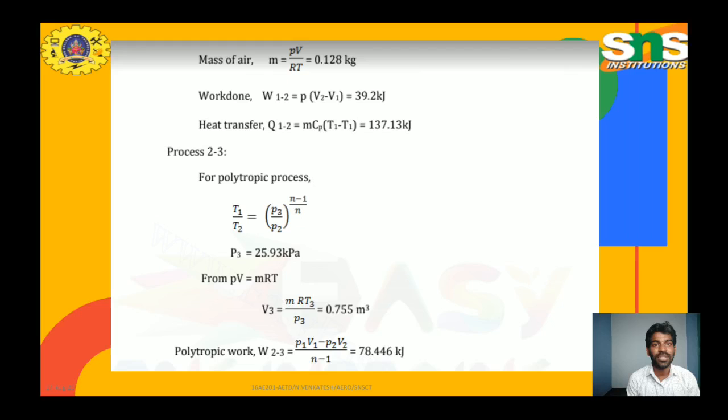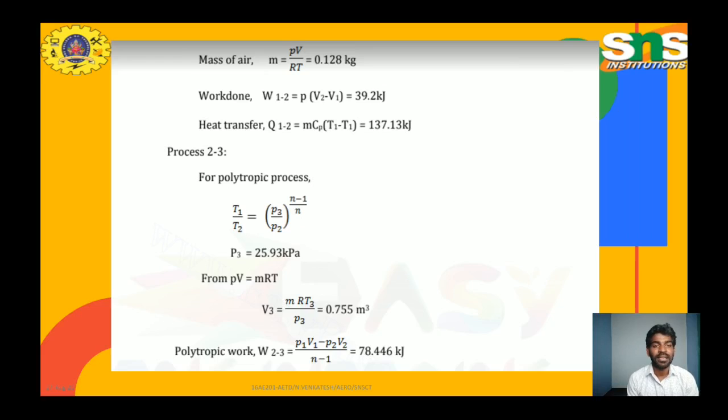In the process 2 to 3, for a polytropic process, we substitute the temperature pressure relation: T1 by T2 is equal to P3 by P2 to the power (n minus 1) by n. Substituting the T1 and T2 values and the P2 and P3 values in the given data, finally we get the P3 value. The polytropic index n is equal to 1.5. It is a constant value.